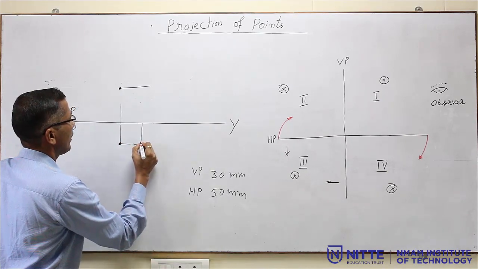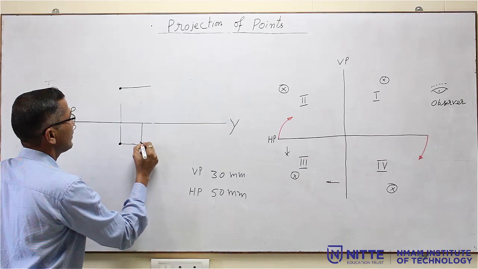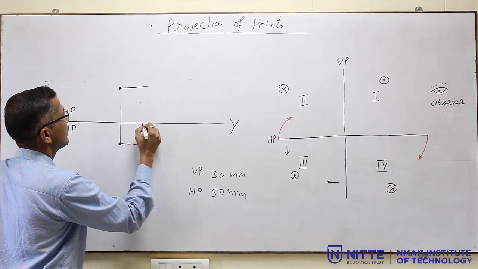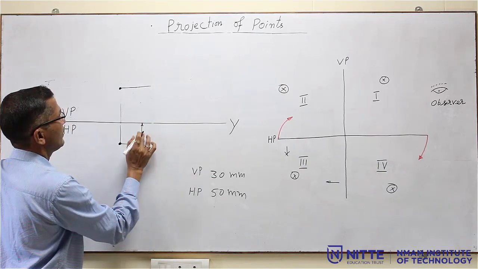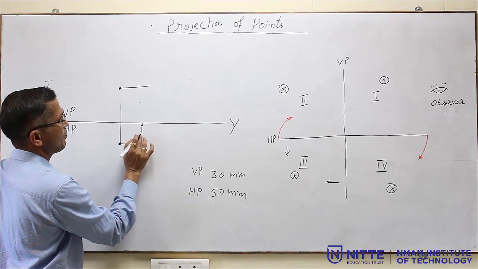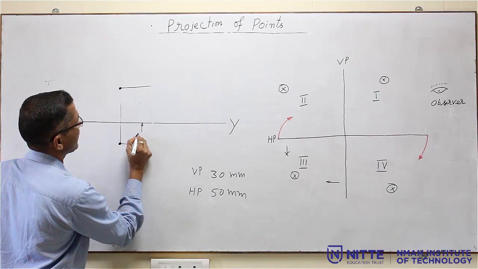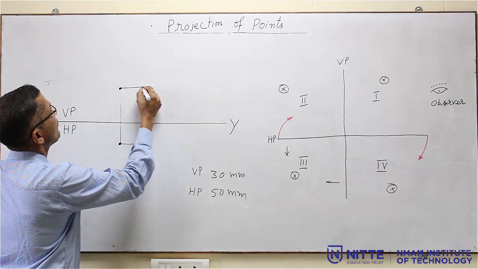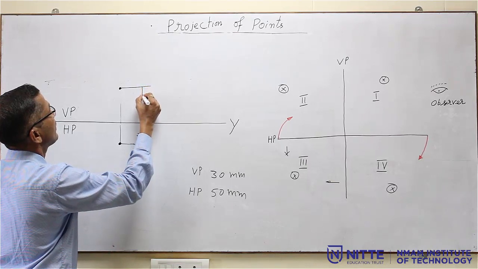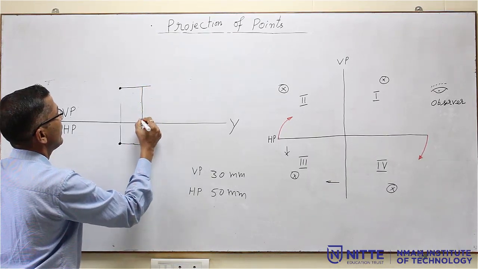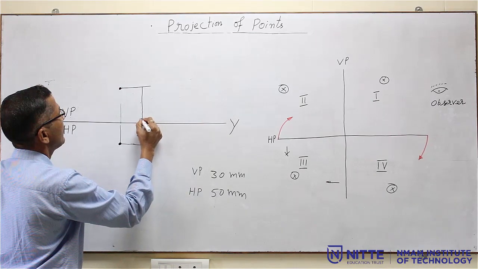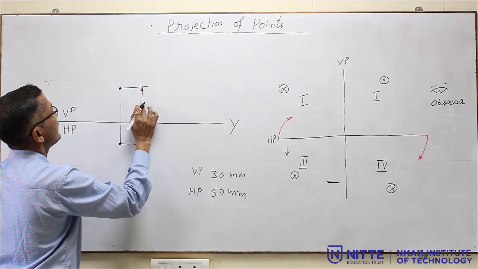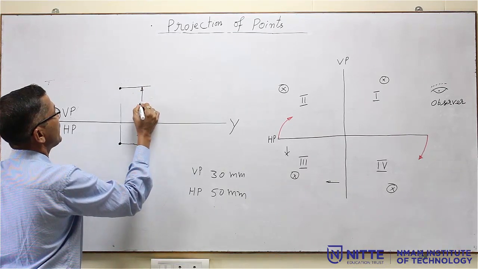Then draw the arrowhead like this. Then put the dimension, the 30 mm, you have to mark it like this. This is 30. Similarly, here this is 50 mm. So, draw a light line and draw the arrowhead. Then dimension it.